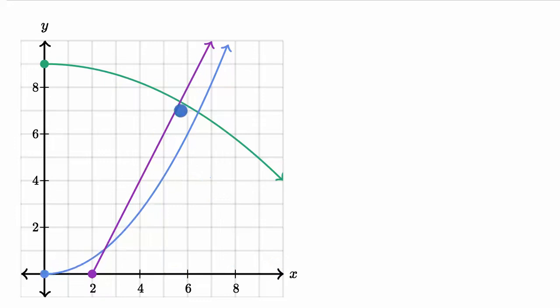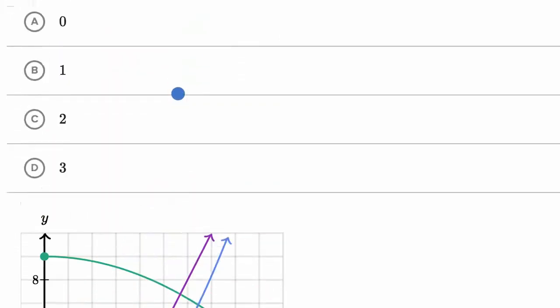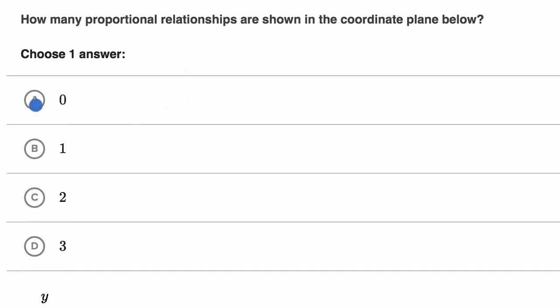Now, what about this purple line? This might be tempting because it is a line, but it does not go through the origin. When x is 2, y is 0 times x, while when x is 4, y is 1 times x, and when x is 6, y looks to be 1 1/3 times x. So you don't have the same proportionality constant the entire time. So we have 0 proportional relationships depicted here. So I would pick 0 there.